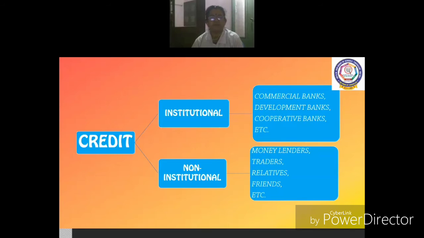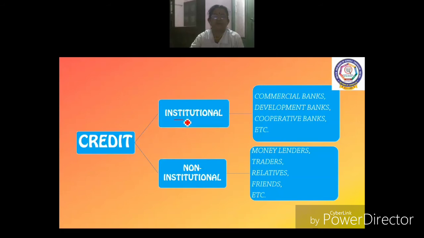Now, credit facilities in rural areas are of two types. One is institutional and the other one is non-institutional credit. So, the first one, institutional credit. Under institutional credit, we have the commercial banks, development banks, and cooperative banks. All these banks come under the government sector, under the public sector. So obviously, it aims for the welfare of the people. So it will provide credit at reasonable rates of interest or low rate of interest.